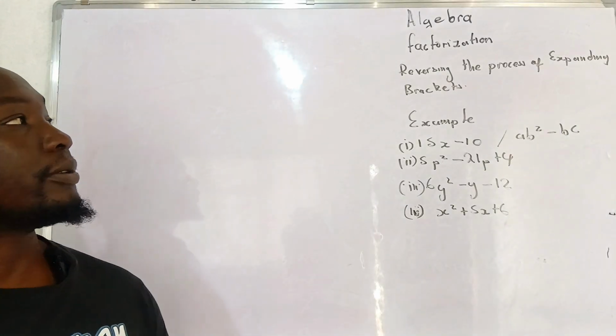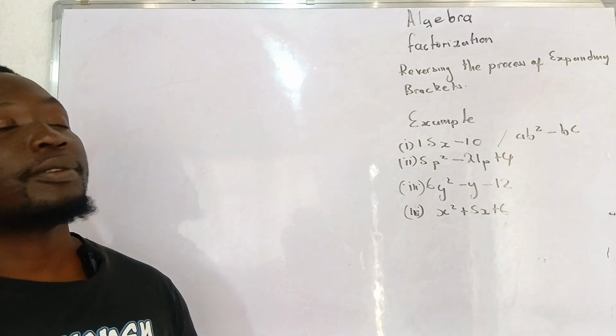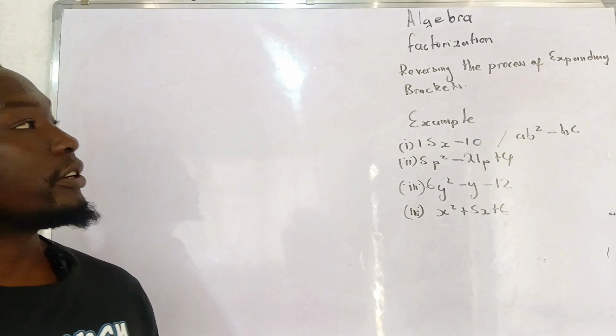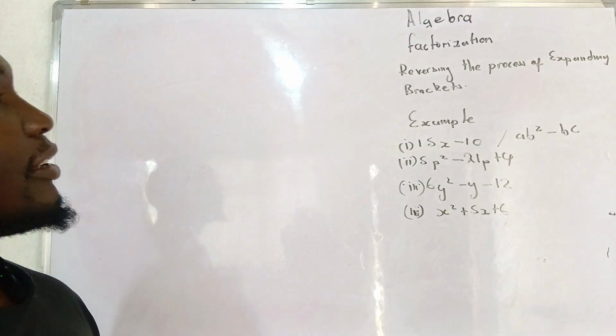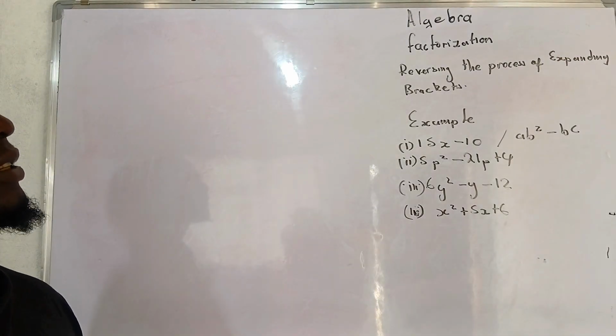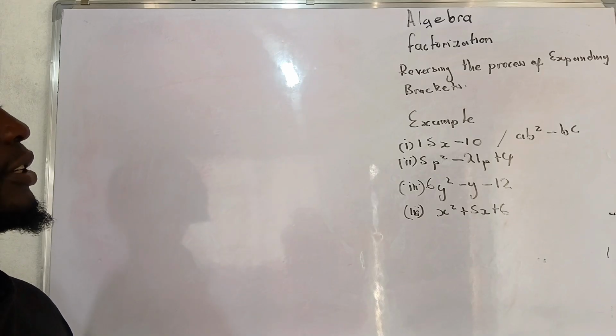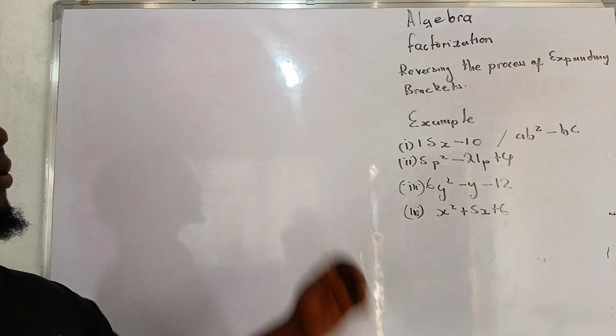The next topic that we're going to be looking at is factorization. Factorization is a method of reversing the process of expanding brackets. So you're already given an expression that is expanded and you need to return the brackets in. So let's do an example.